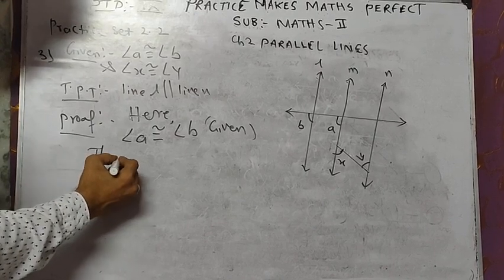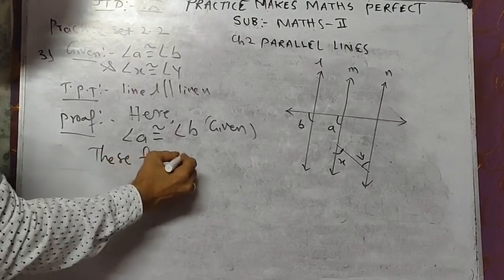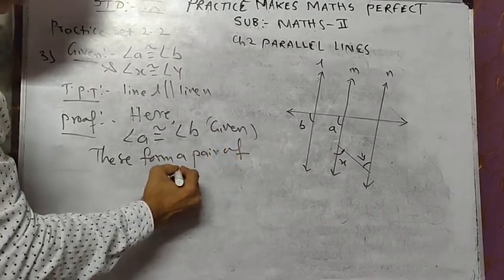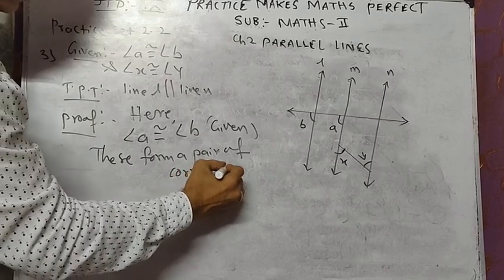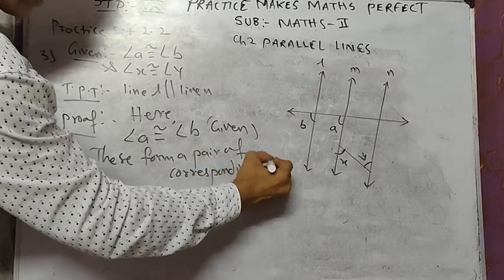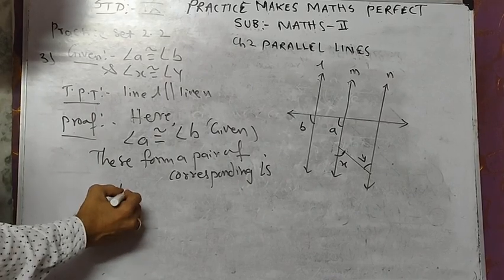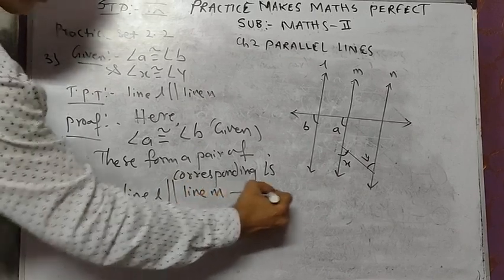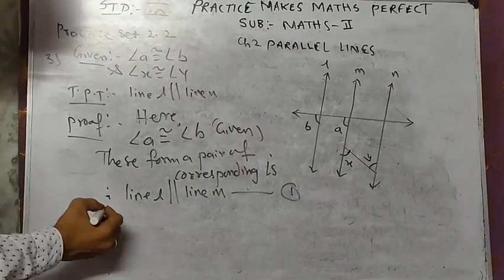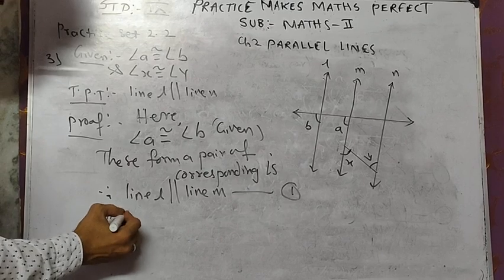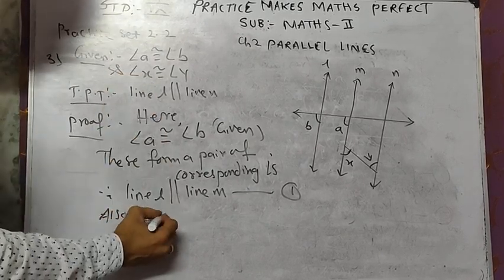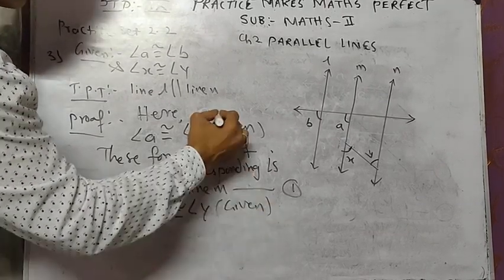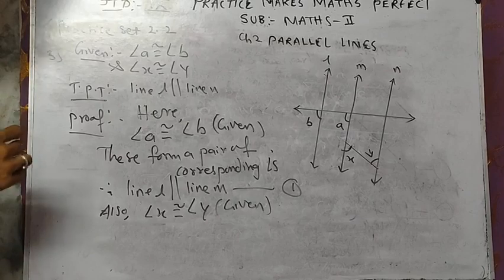These form a pair of corresponding angles, and therefore line L is parallel to line M. 1. Also second given, angle X is congruent to angle Y. This is also given. Okay, angle X is congruent to angle Y.